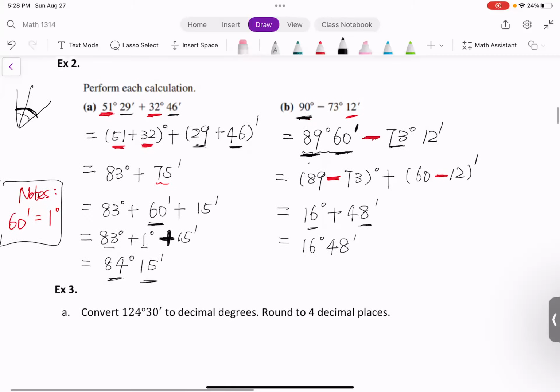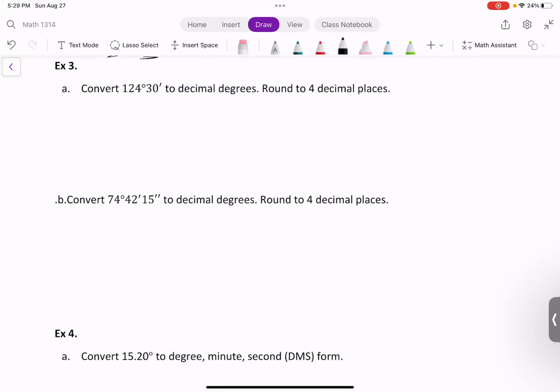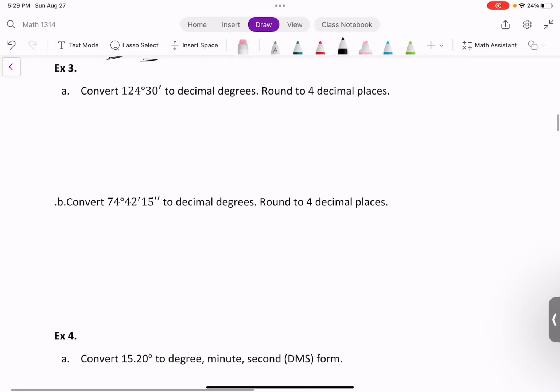All right, let's see. Example 3. Convert the angle to decimal degrees. Round to 4 decimal places. In this question, we want to get rid of the minutes because we only want the degrees. So convert only the 30 minutes to degrees. So let's separate the degree and the minutes.